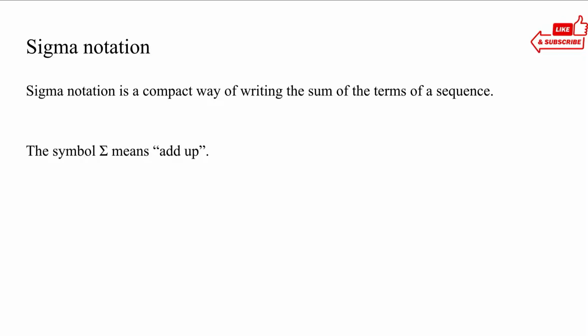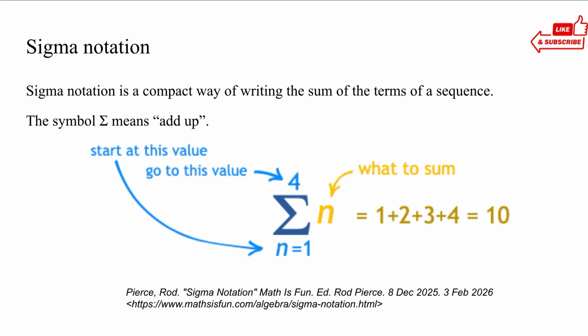Sigma notation, so once again, this was covered in the previous video, but sigma notation is essentially a compact way of writing the sum of the terms of a sequence, and the symbol sigma simply means to add up. So this image explains it better. So below the sigma sign, you have the value of n, so that is where you start summing, and then at the top is where you stop summing, and here is what you end up summing.